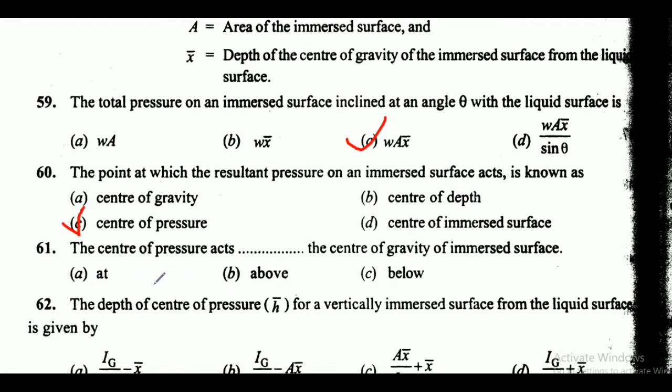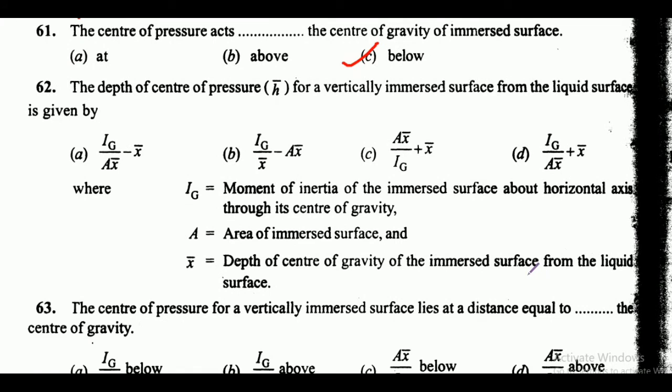Next is the center of pressure acts dash the center of gravity of immersed surface. Here options are at, above, below. So here friends, correct answer is option C, that is below. The center of pressure acts below the center of gravity of immersed surface. Okay. Next is question number 62.